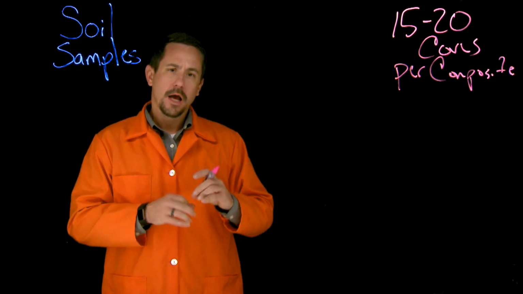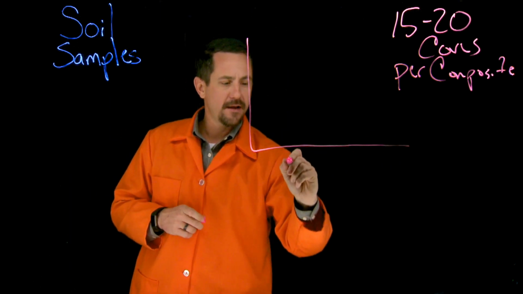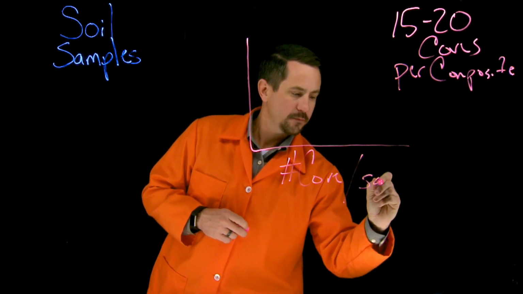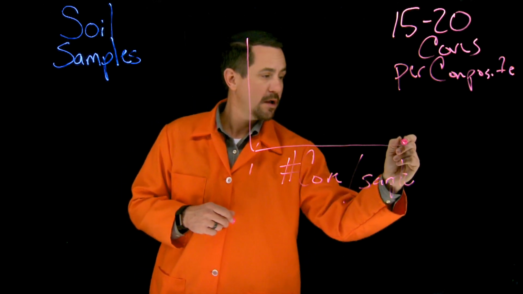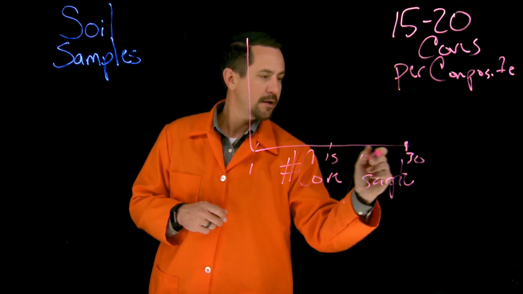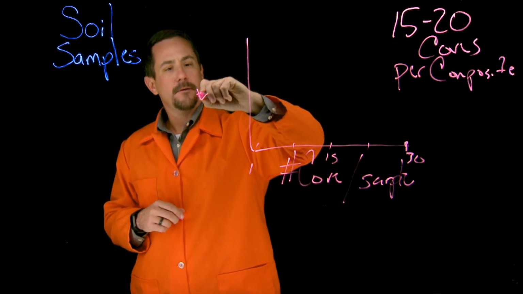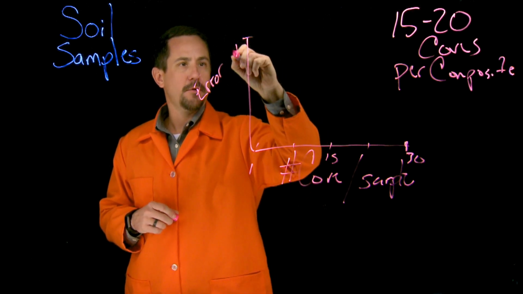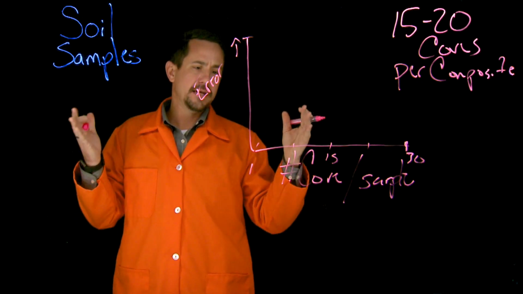To discuss some of that, if we look at the number of cores per composite sample, if we start off here and say this is 1 core and this is 30 cores, and we have our line in here at 15. This side is error. So the higher we get on this bar, the closer to the top, the more error we have in the analysis.